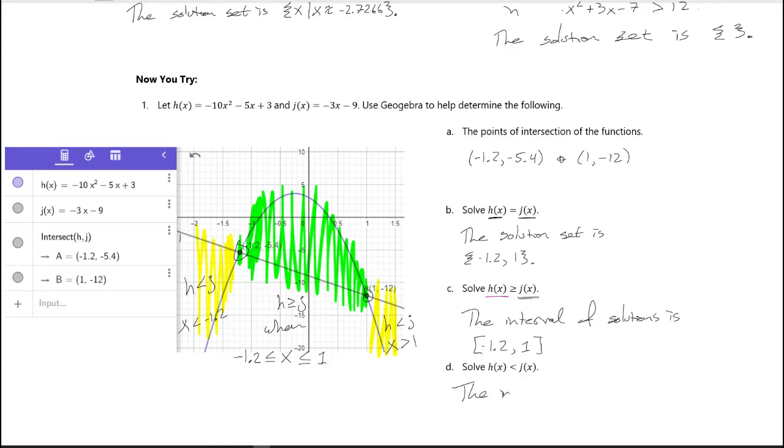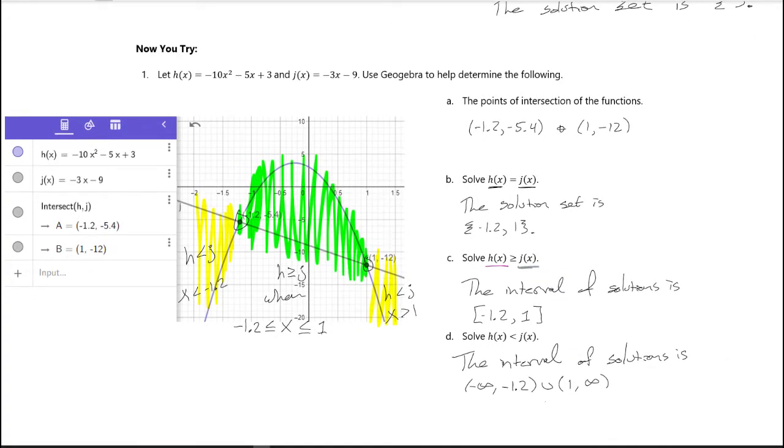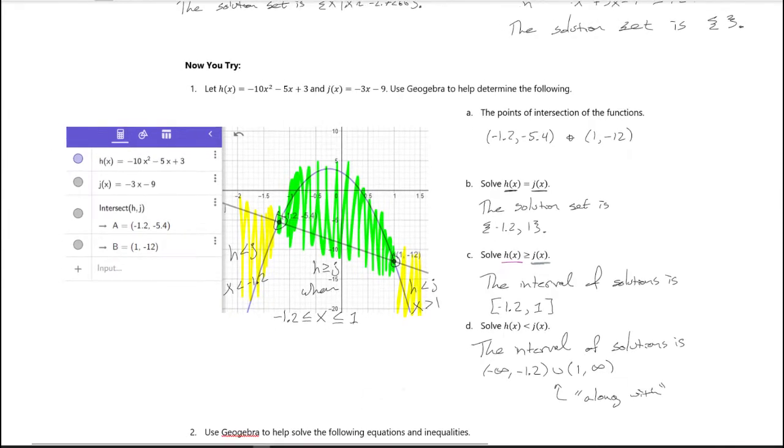So we can say the interval of solutions is negative infinity to negative 1.2 unioned with 1 to infinity, all the numbers that are less than negative 1.2 along with all the numbers from 1 to infinity, all the numbers greater than 1. I like using the union symbol to read as "along with" that interval. It's a nice way of interpreting it, a little bit more regular words instead of formal words in math.